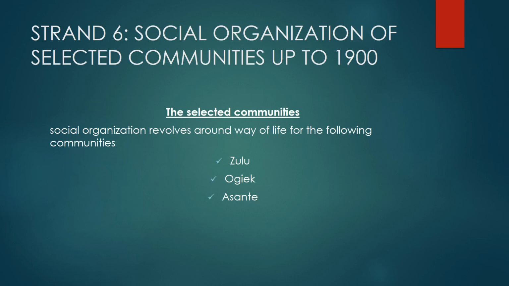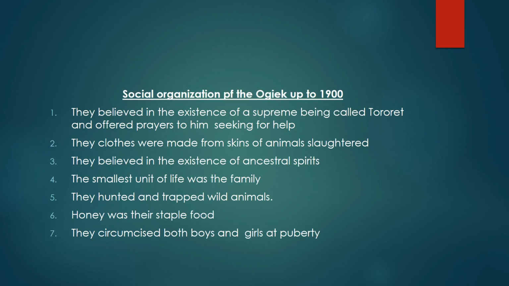Strand 6, social organization of selected communities up to 1900. So we have some selected communities whose social organizations we are going to look at, and these communities are the Zulu, Ogiek, and the Asante. Let us start with the social organization of the Ogiek up to 1900.